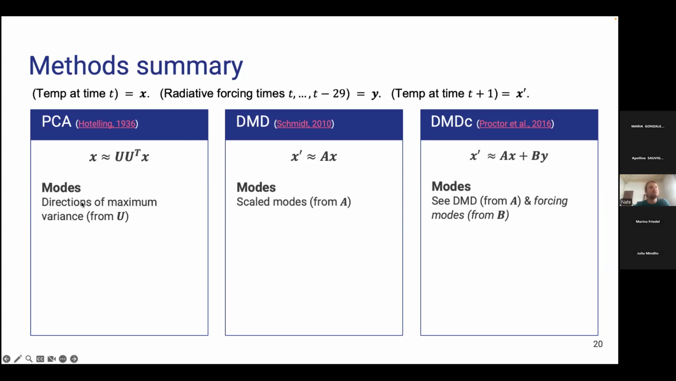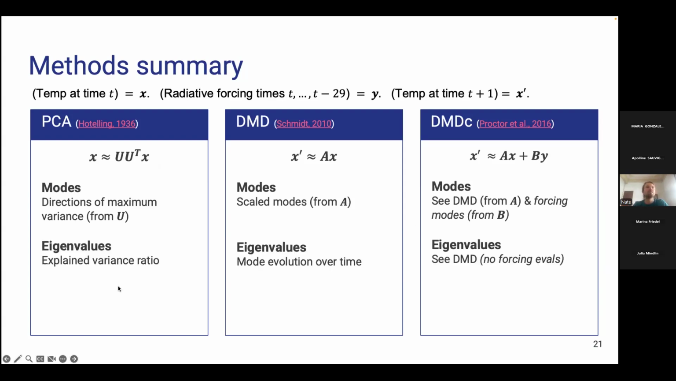So you get modes of variability out of these things. The modes from PCA are the directions of maximum variance, which come from U. The modes from DMD come from A, and the modes of variability from DMDc come from A and the forcing, which you can extract from B. You also get eigenvalues from PCA, which tell you how much variance your modes explain in the data. Your eigenvalues from DMD tell you the evolution of the modes over time. And in dynamic mode decomposition with control, you also get the same eigenvalues as DMD, associated with A.